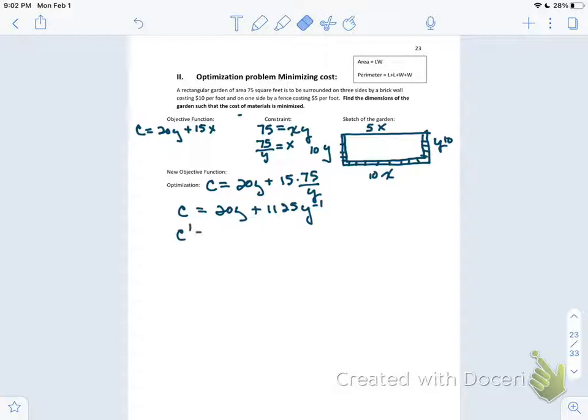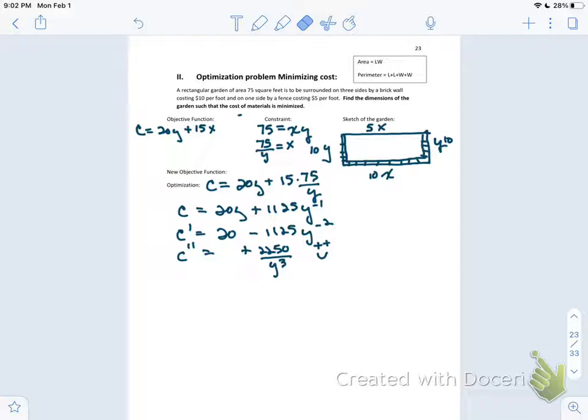Now take your derivative. So you're going to have 20 minus 1125 y to the negative 2. And C prime is going to be positive, let me just make that better, 2250 over y to the third. Okay, so as long as my y is a positive number, which it has to be, then I know I'm going to minimize the cost by this optimization process.